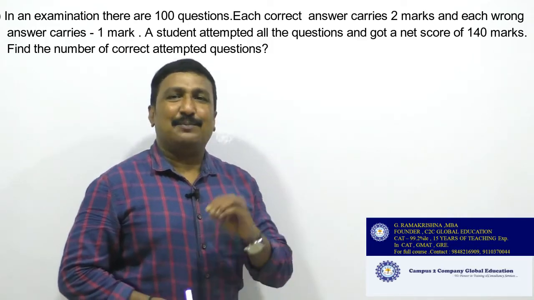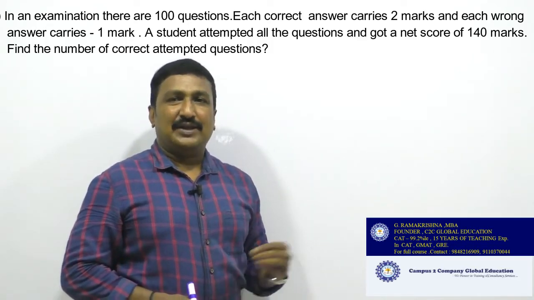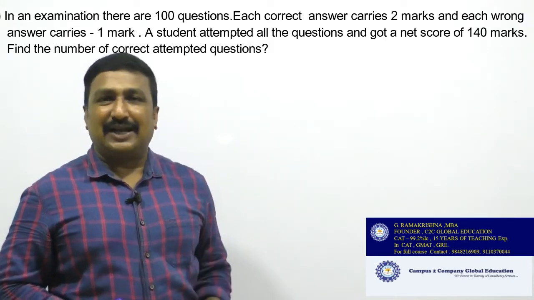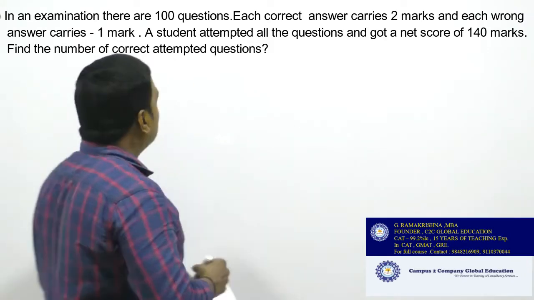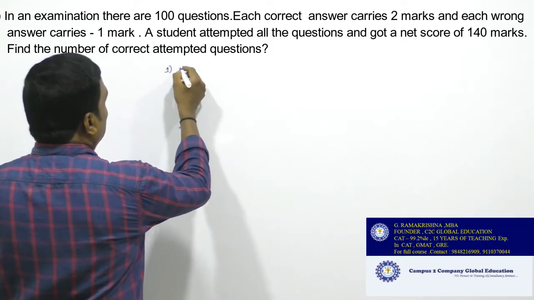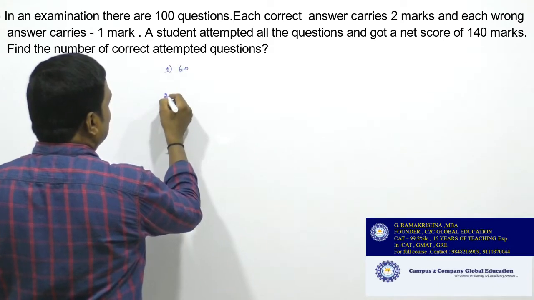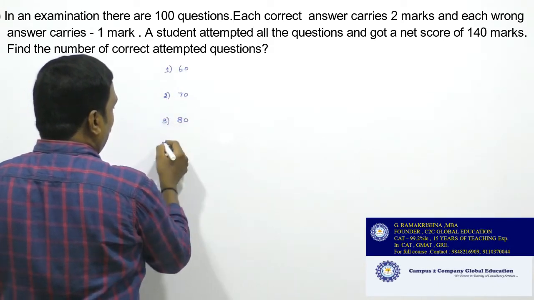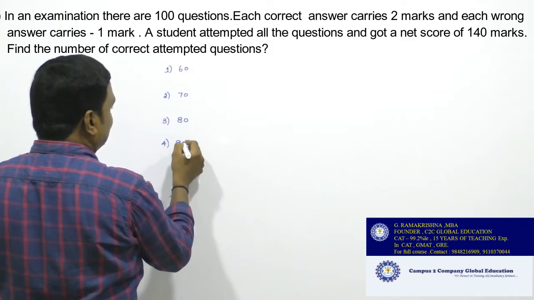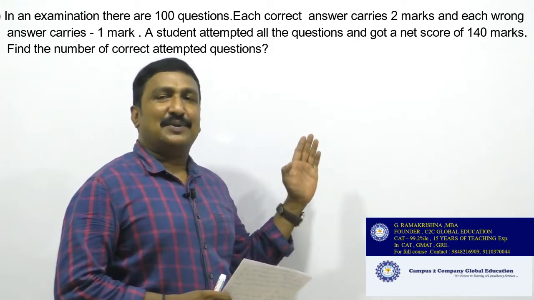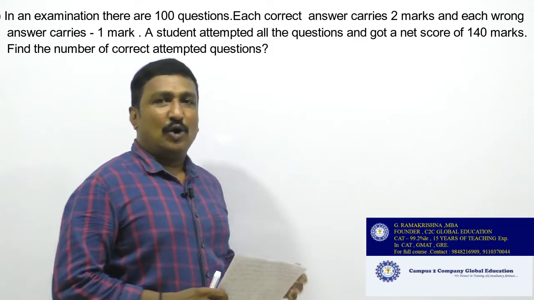Okay now friends, it is a basic level question. How to answer? Here also I will give the 2 methods. One is the systematic method, second one is the options method. So here the options are: first one is 60, second one is 70, third one is 80, fourth one is 90. Okay friends, how to answer this question? First I will explain the systematic method, then I will go to the options method.